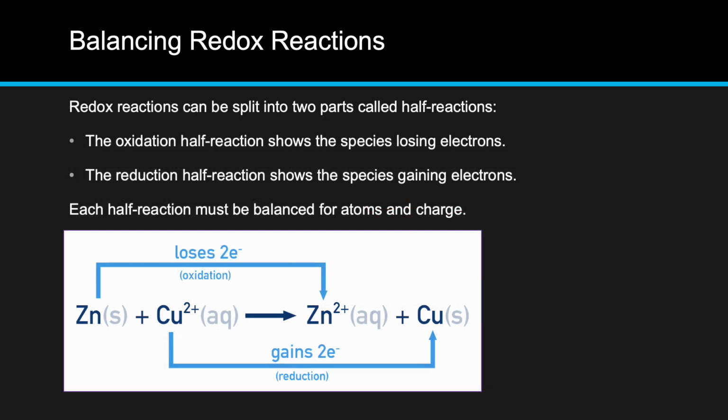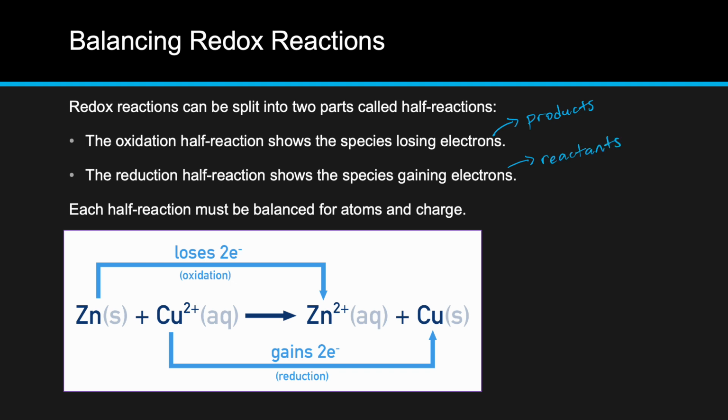In the oxidation half reaction, that's going to show the species losing electrons, which means our electrons are going to show up as products because we are losing them. And then in the reduction half reaction, it's going to show the species gaining electrons, which means our electrons are going to show up as reactants.